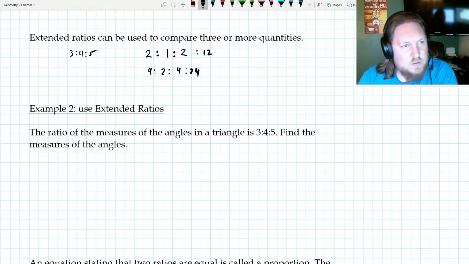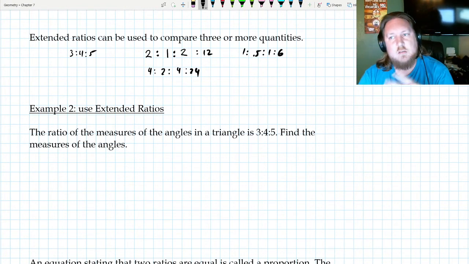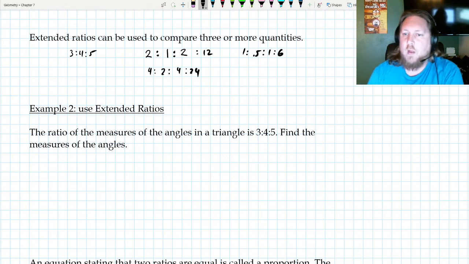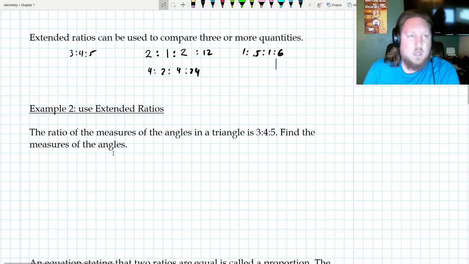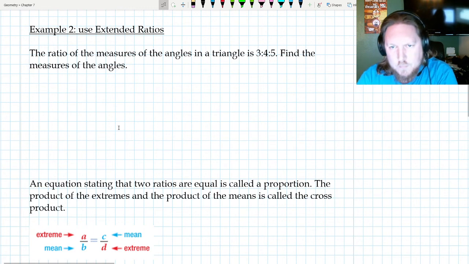Or let's say I just want 6 pancakes. I could cut everything in half and have, how about half of 2, which is 1, to 0.5 to 1 to 6. So the idea is these extended ratios can be used to compare lots of different things. And of course, in a geometry class, we're not going to be making pancakes, sadly. We are going to talk about triangles.